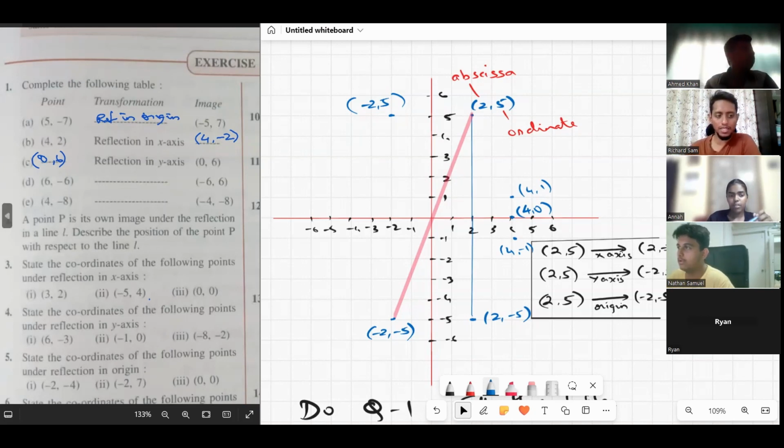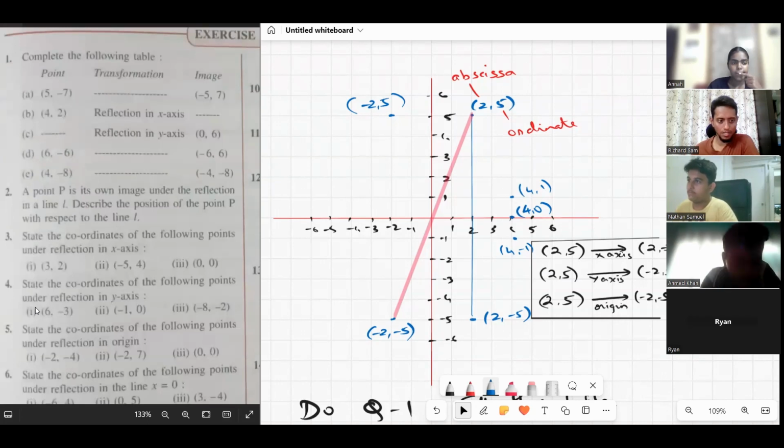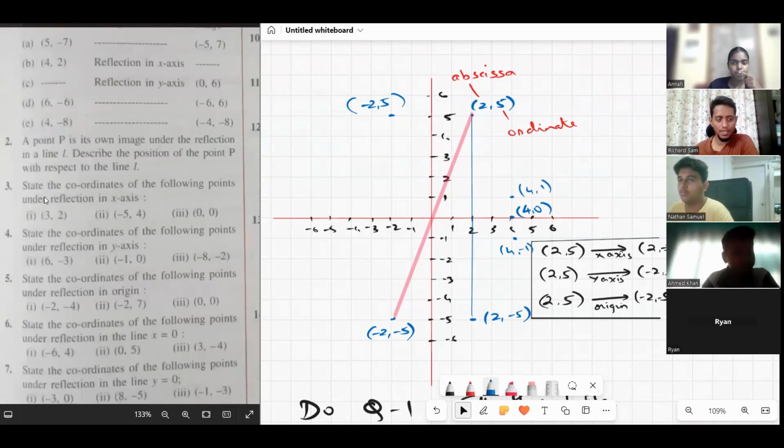Okay, next. 6 comma minus 6 became minus 6 comma 6. Next. Here the x coordinate changed, y-axis, that means reflection on the y-axis. Everyone clear on this? Yes, sir. Okay.